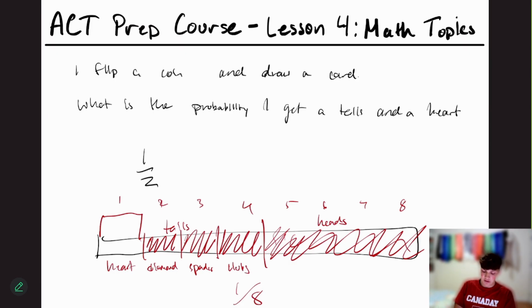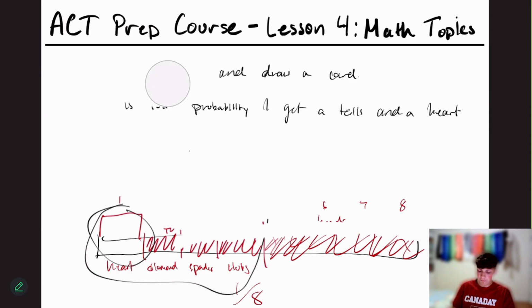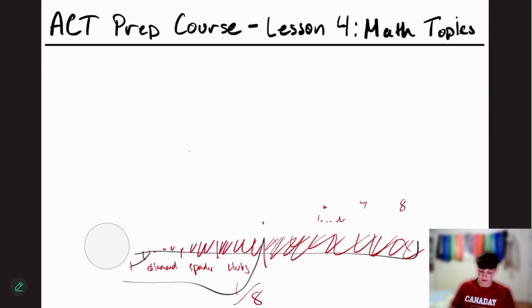So what we do is we take 1/2 times 1/4. We first break it into a half, and then we break that 1/2 into a fourth. Okay, that's kind of the basics of probability. Hopefully this made probability a little bit more clear.